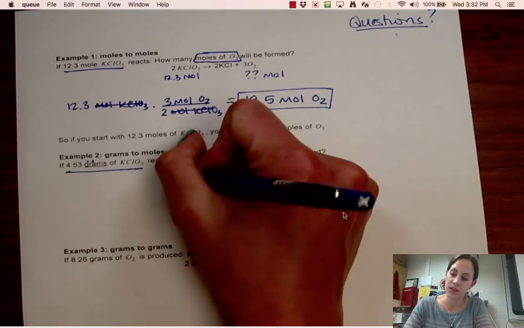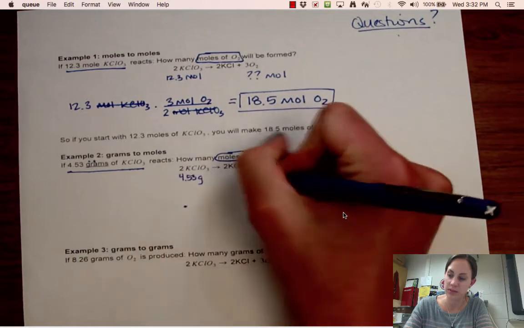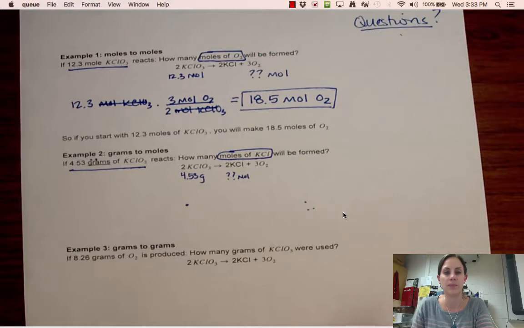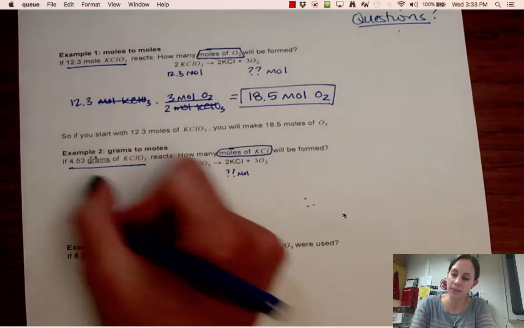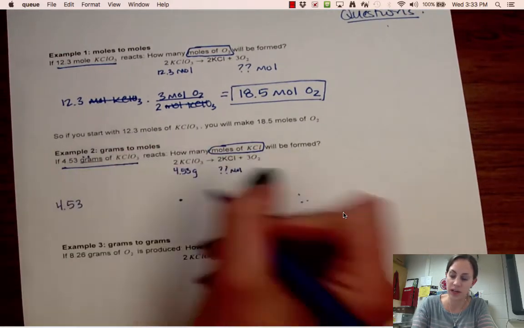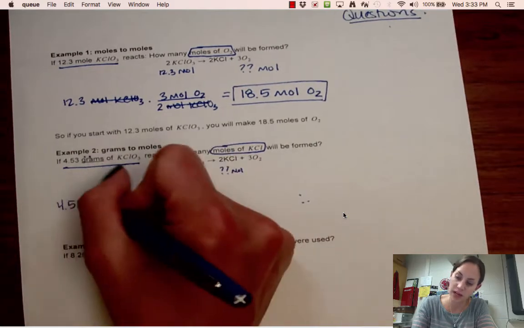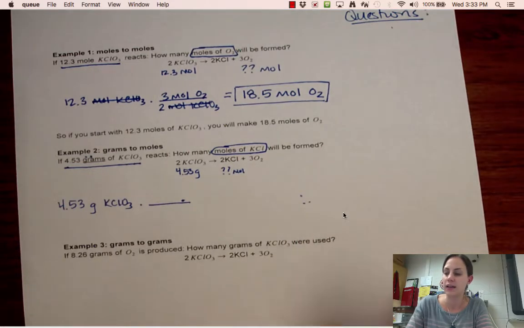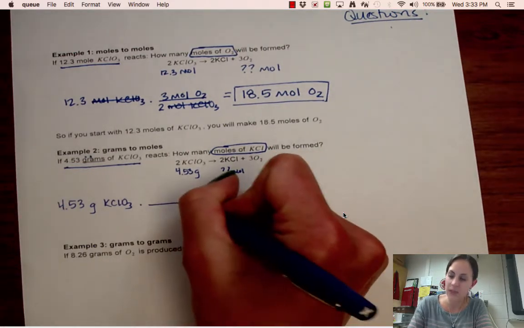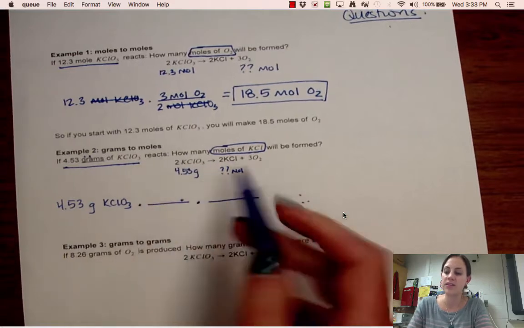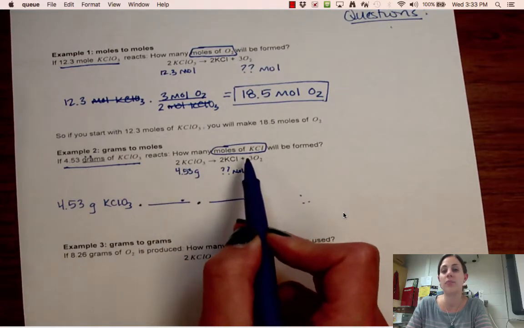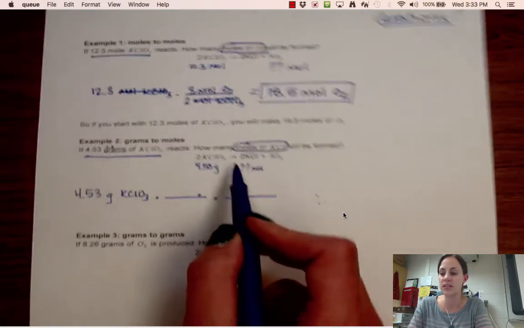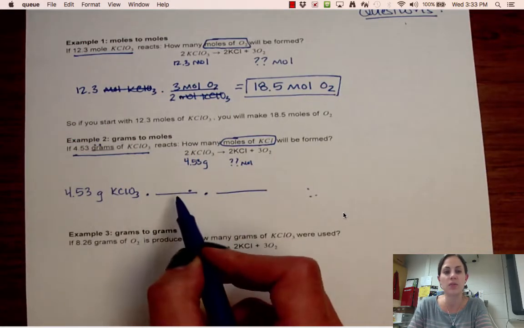I set this up over here, so I have 4.53 grams, and I'm looking for moles of KCl. I start the problem always with what I know, so 4.53 grams of KClO3. I need one more step in my conversion here because these coefficients do not tell me anything about grams. They only tell me things about moles. So the conversion step that I need here is using molar mass.